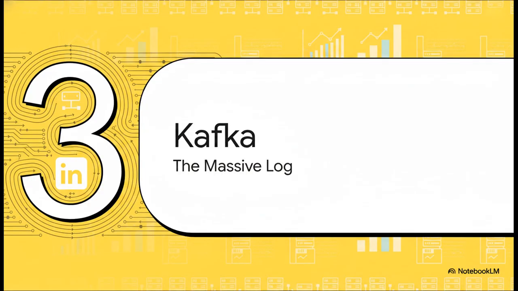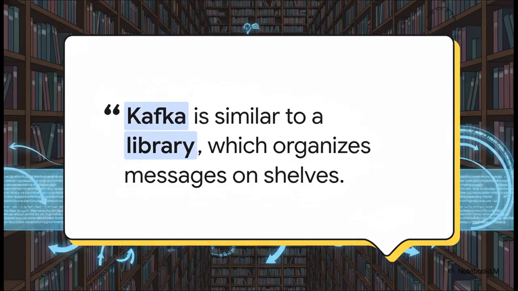Section 3, Kafka, the massive log. Now, Kafka was originally developed over at LinkedIn to handle a completely different scale of data. If RabbitMQ is our smart post office, you should really think of Kafka as a giant, immutable library logbook. It's not just a queue, it's a full-blown distributed event streaming platform.